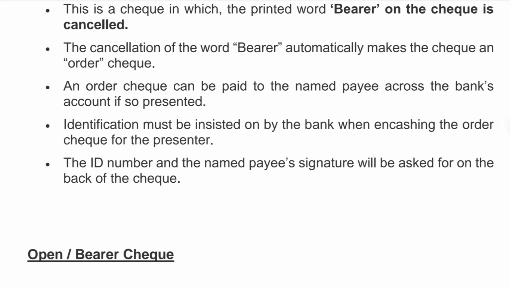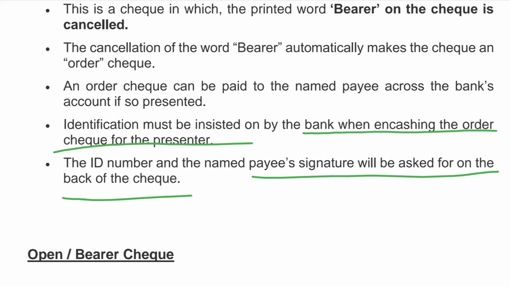And identification must be insisted upon by the banker when encashing the order check for the presenter. So, while encashing the check, it is the duty of the banker to ask the person to whom the bank is paying, that is the payee, to prove his identification for encashing the check. The ID number and the named payee's signature will be asked for on the back of the check. So the payee, while encashing the check, will be asked to write his ID number and put his signature on the back face of the check.